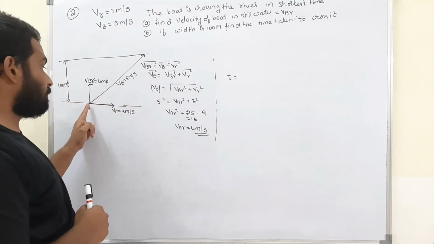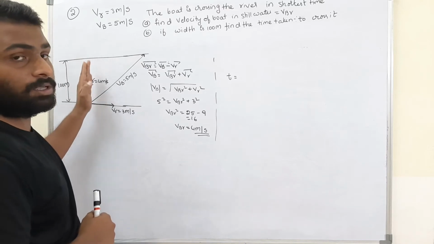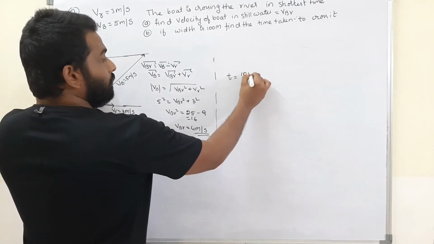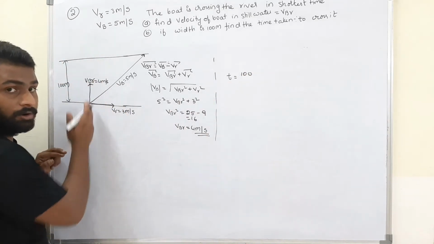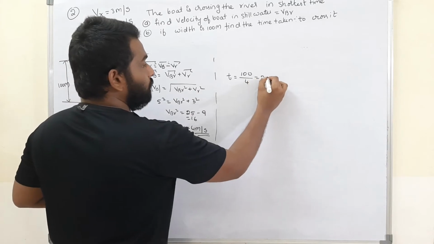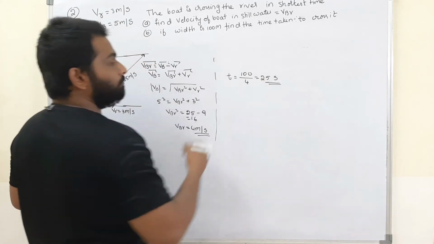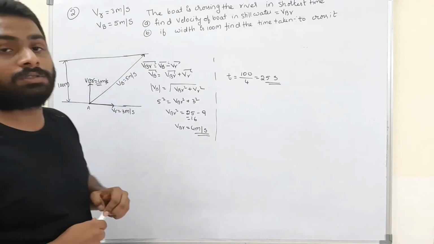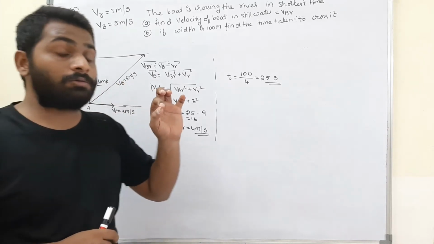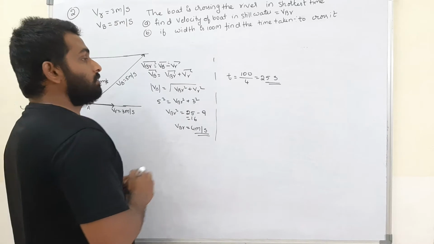That means to reach from here to there vertically on 100 meters, what is the time taken? The vertical distance is how much? The vertical distance is 100. What is the vertical velocity? The vertical velocity is 4. Nothing but 25 seconds. That means the boat will take 25 seconds to reach the other end. Now next question.